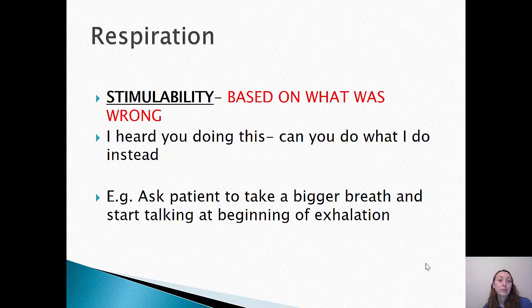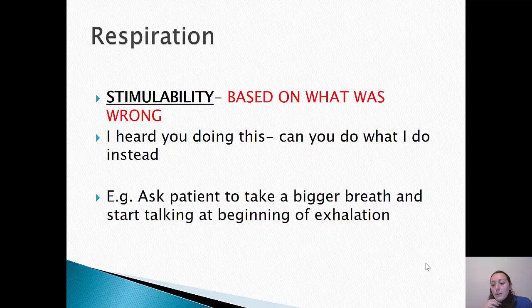For example, for respiration, I noted, again, maybe you wouldn't say this to a patient this way, but posture, maybe they've got reduced breath support. I noticed that you're sitting like this. What can we do to maybe sit you up a little bit better? And let's try that task again. Or I noticed that when you're breathing, you're not taking the power of your breath from your diaphragm or your stomach. Let's see if we can take a deep breath together and then try talking or phonation. So, stimulability based on what was wrong.